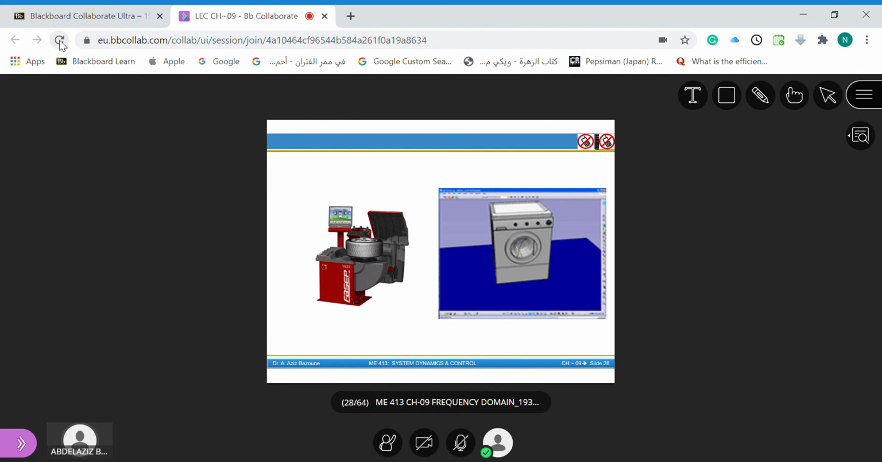I will say here, share application or share screen. I will share the screen with you. I hope it will work, screen 1 or screen 2.